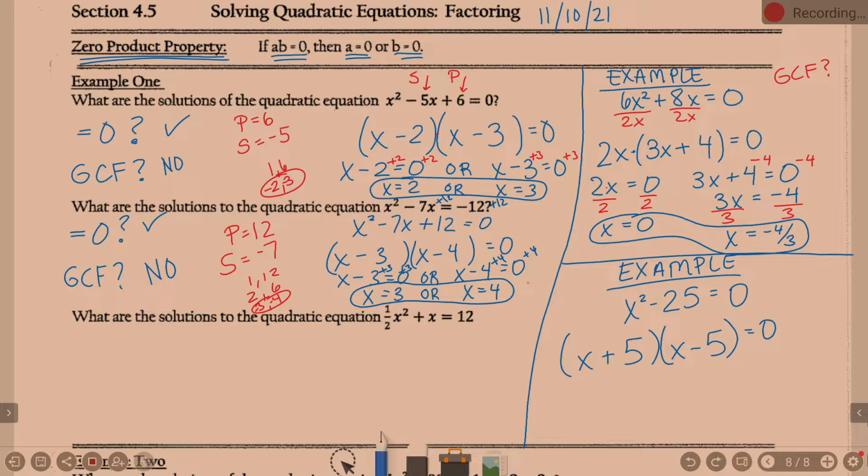Just like every single other problem I've done today, what do I do now? Set each part equal to 0. So x plus 5 equals 0, or x minus 5 equals 0. If it's x plus 5, we're going to subtract 5 and get negative 5. If it's x minus 5, I'm going to add 5 and get 5. Solutions are x equals negative 5 or positive 5.